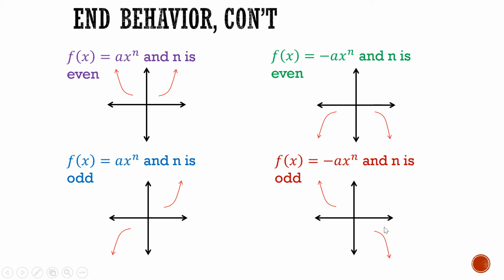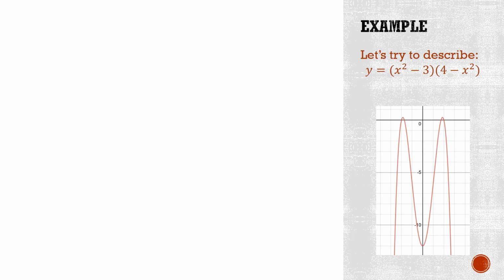So these are our four combinations. And remember, this is only looking at the largest degree, the leading degree. So let's describe this formula, and we have it here. We already know what it looks like. We know that both ends are going to approach negative infinity. Let's see how we're going to find that.